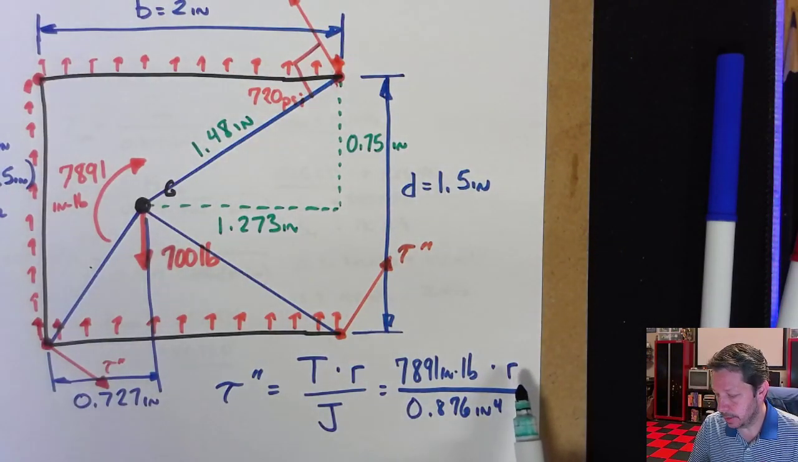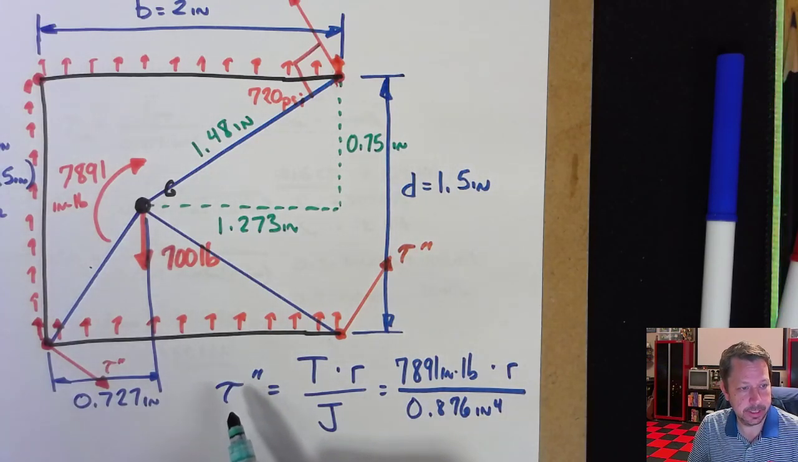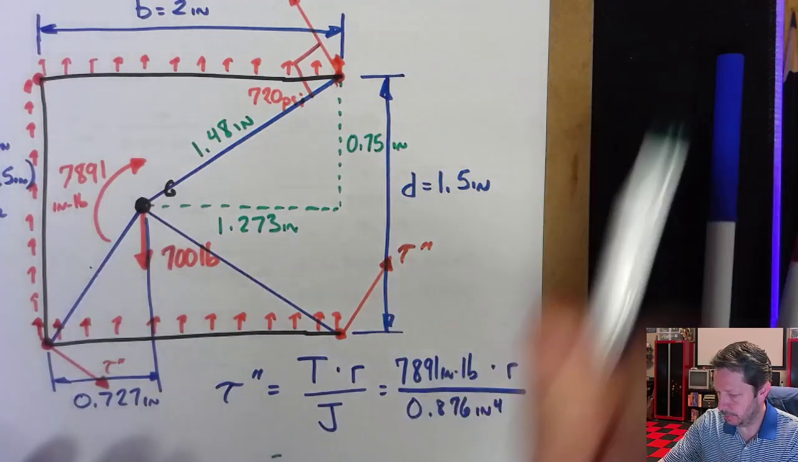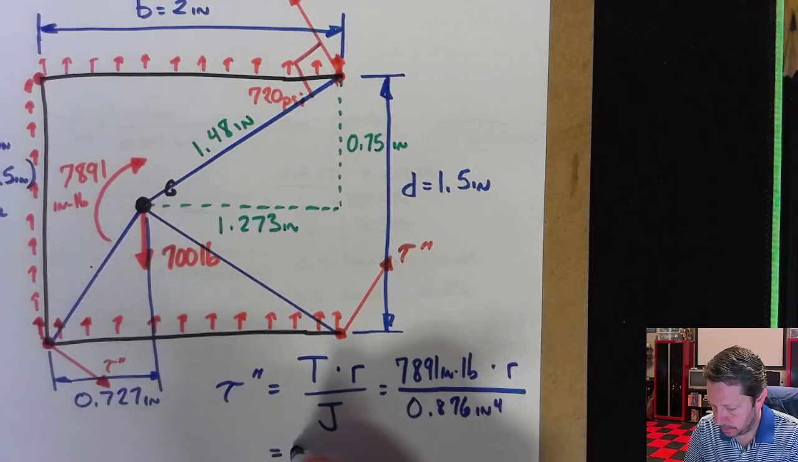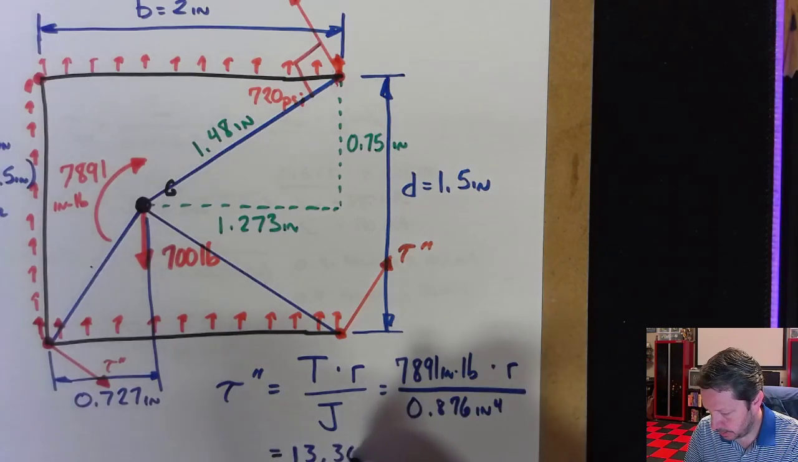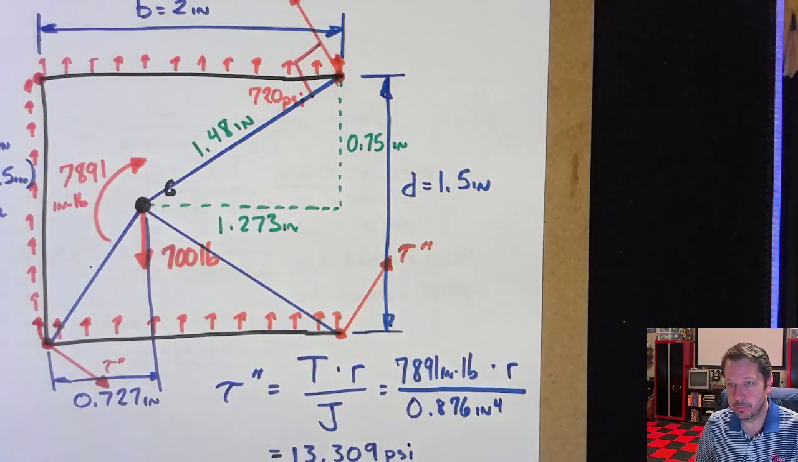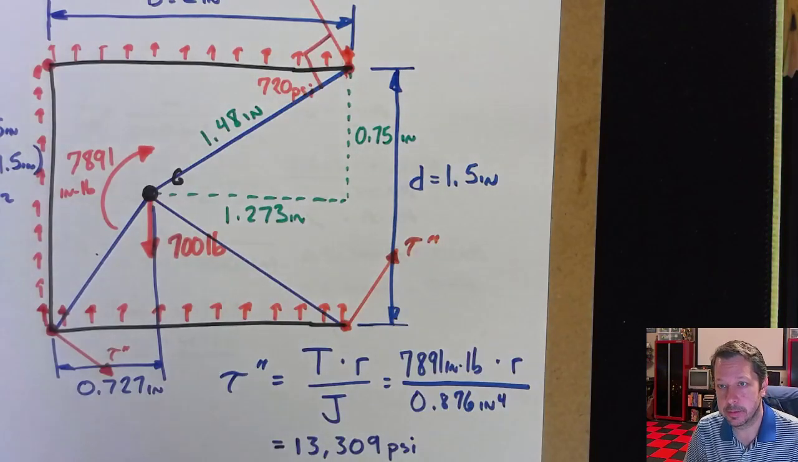Once I put R in there, I have a value for the secondary shear, and it is, let's keep it with blue since everything else was blue, 13,300, and we'll call it 9 psi. So pretty big number compared to the primary, which was 720 psi.